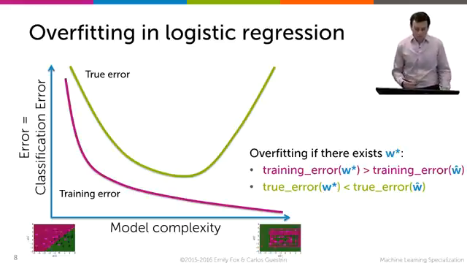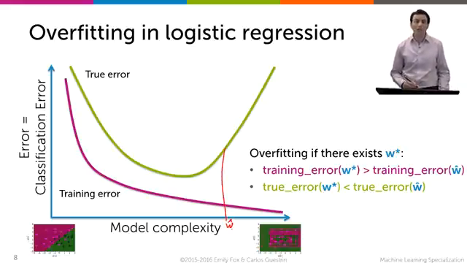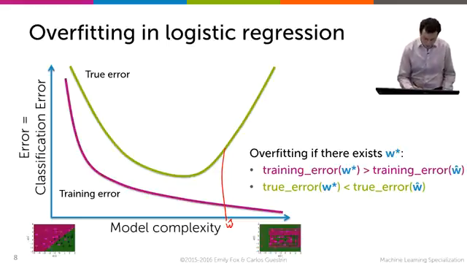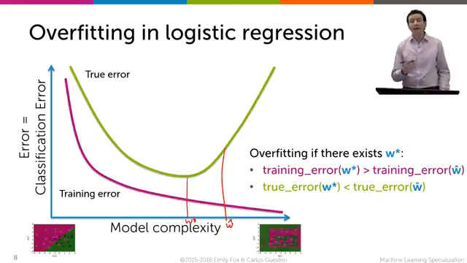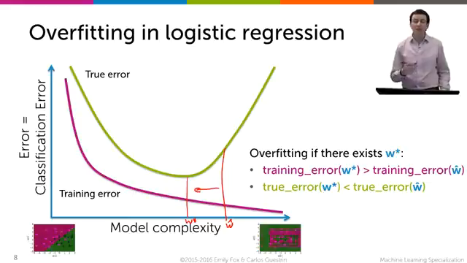And so, more specifically, overfitting happens when we end up outputting a model w hat, which has low training error but high true error, while there was some other model or model parameters, w star, which had maybe higher training error but definitely lower true error. And so that's the overfitting problem. And we want to somehow pick a model that's less complex to avoid that kind of overfitting.